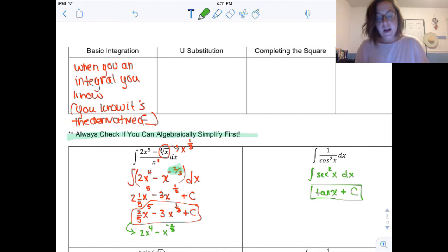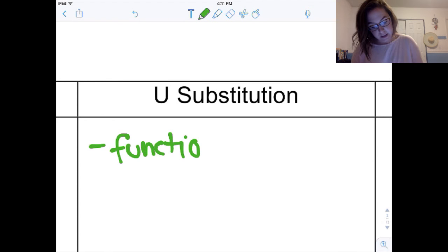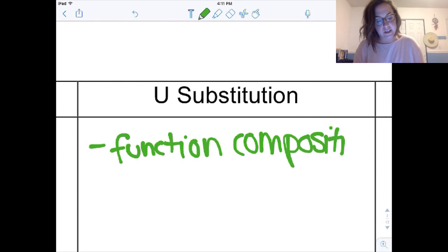Next thing we're going to look at is when to do a u sub. So, u substitution. The thing that you are looking for is, first of all, function composition, because this is when we undo the chain rule. So function composition is the chain rule, right? That's when we would use it. A function in a function.